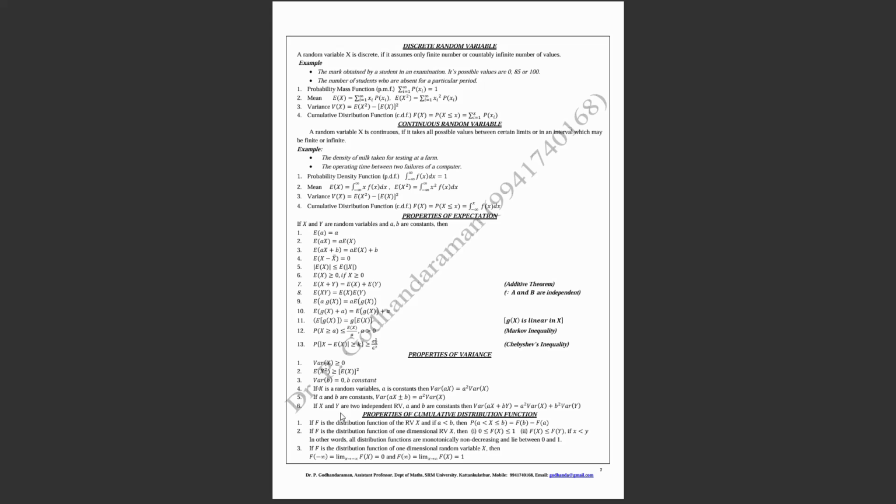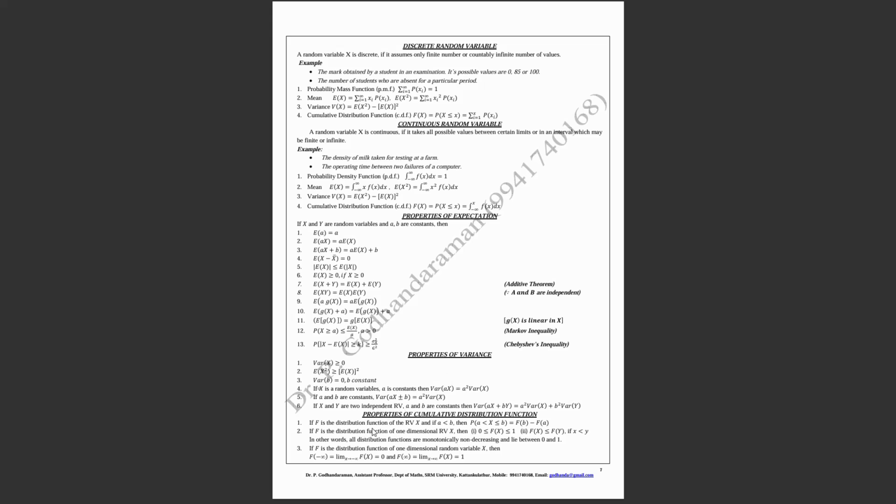If x and y are two independent random variables and a, b are constants, then another formula for the variance: variance of ax plus by is equal to a square into variance of x plus b square into variance of y. So these are the formulas and the properties of the variance, and these are the properties of the expectation. And the last formula, the cumulative distribution function.